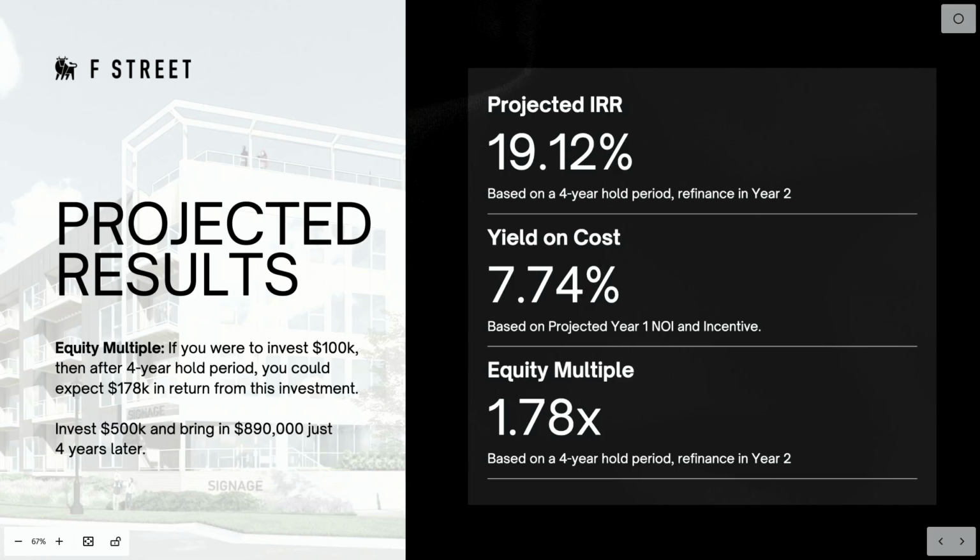So the projected IRR, 19.12 based on a 4-year hold. Refinance after year 2. We're at 7.74% projected based on a 1-year NOI and incentive. That includes the incentive we're going to discuss. And based on a 4-year hold, we're at a 1.78 equity multiple. Invest $500,000, bring in $890,000 just 4 years later.